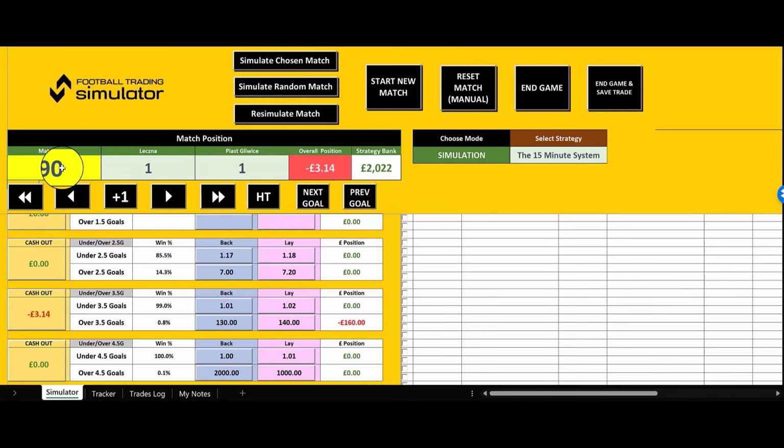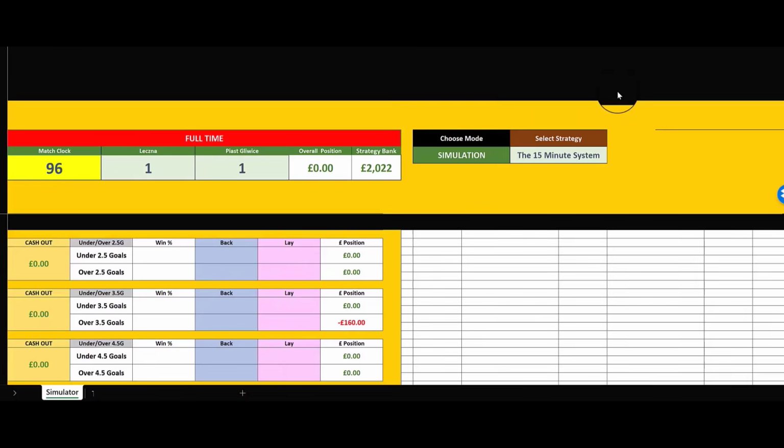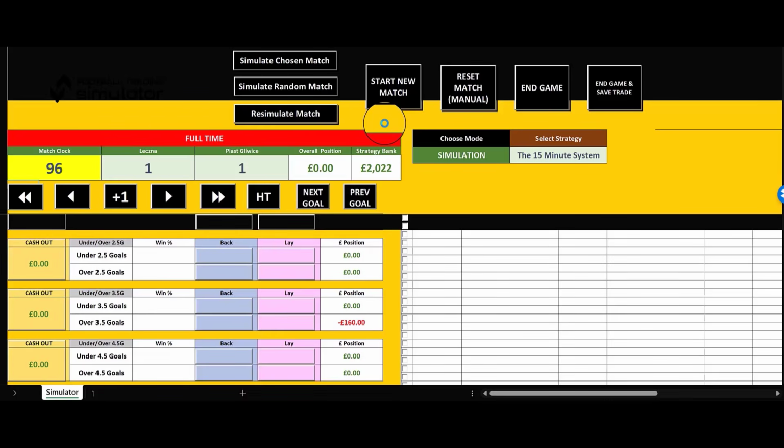90 minutes, and it looks like that is going to be just a 1-1 draw. Okay, we can move it forward to 95 minutes just to double check, but I think we are good. So it's going to be a break-even end game. We'll end the game and save the trade on this one. I do wonder if it's going to save the trade when it's a scratch trade. We'll have to look into that.